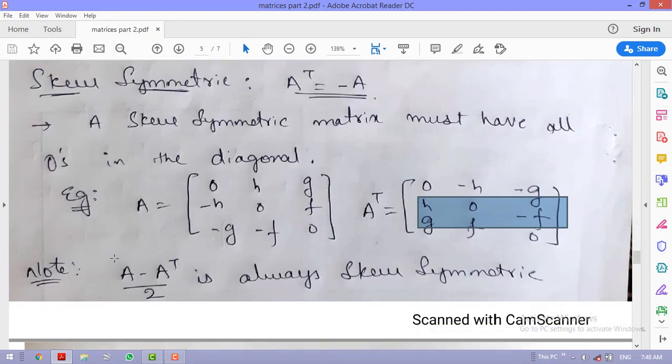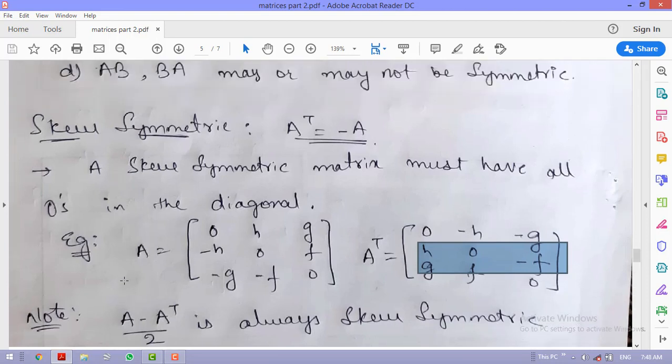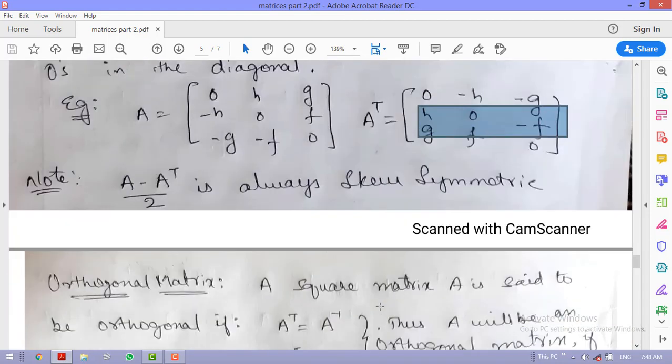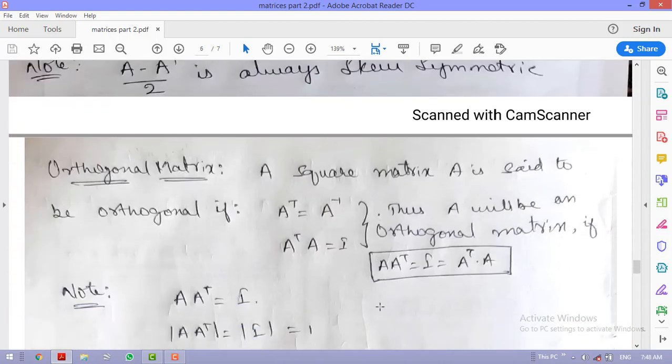We have to note that A minus A transpose divided by 2 is always skew symmetric. Then the last is the orthogonal matrix. In an orthogonal matrix, a square matrix A is said to be orthogonal if A transpose is equal to A inverse.